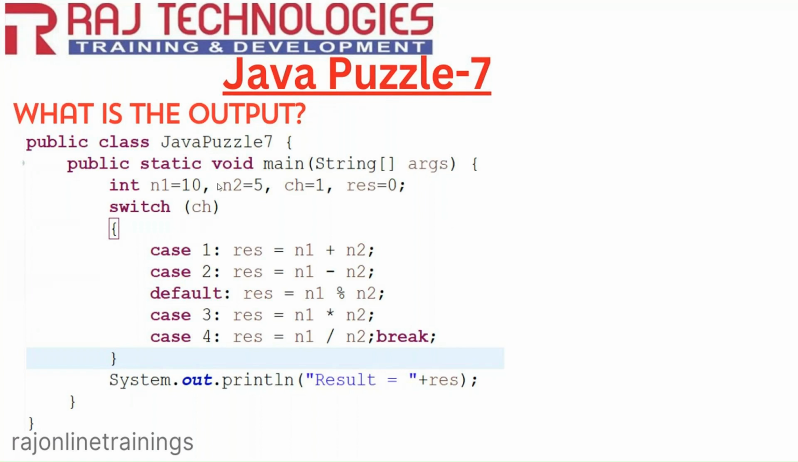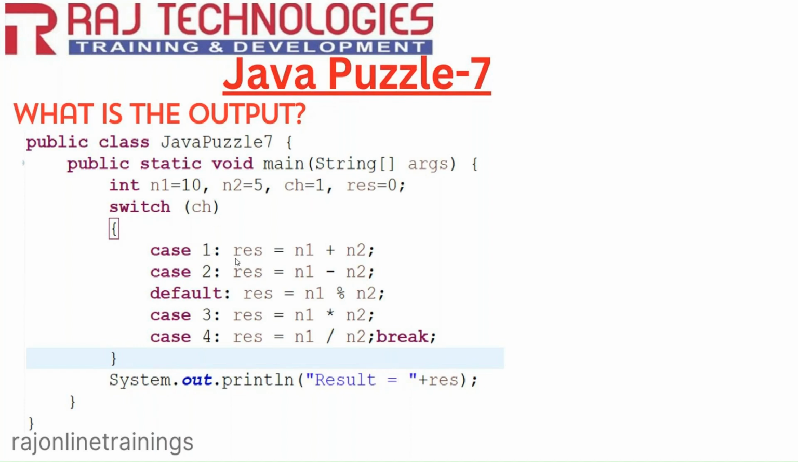If you take this main method, in this we have taken the variables n1 is 10, n2 is 5, and the choice value is 1, and the initial value of result is 0. And here we are going with the switch statement. The main use of the switch statement is that, based on the option, it is going to execute the options here. Now in our example the choice is 1.